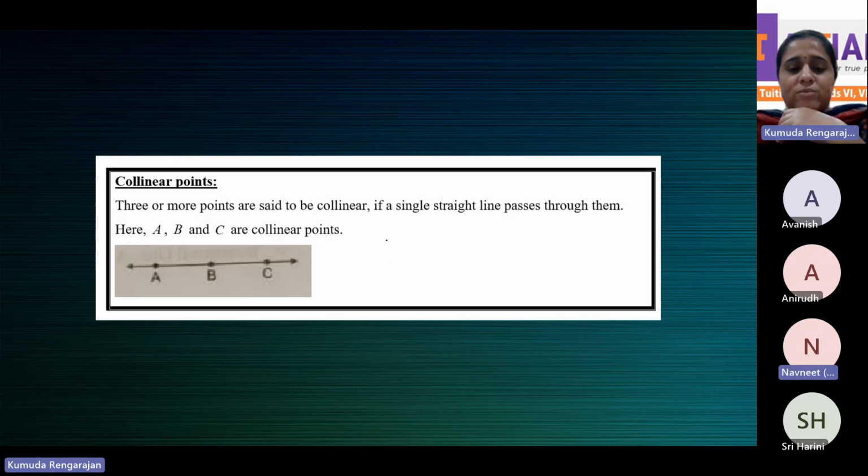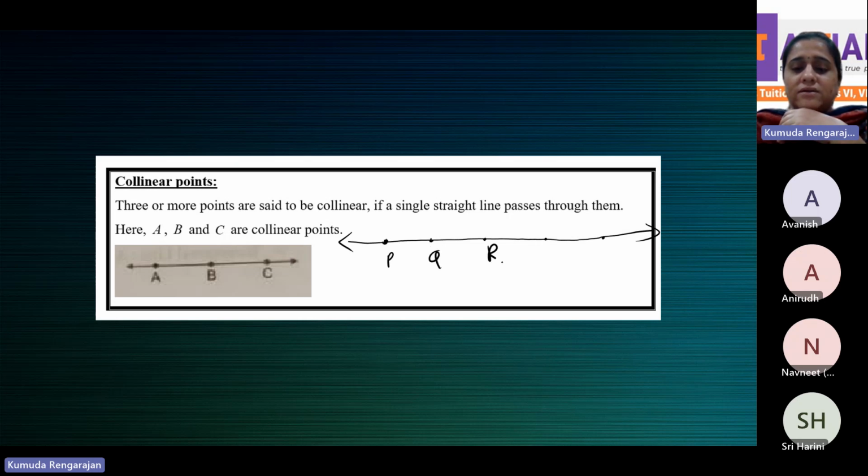Now, supposing you have 5 points. And if you can connect all the 5 points by the same straight line, then these 5 points P, Q, R, S, T are called collinear points, because all the 5 points lie on the same straight line.